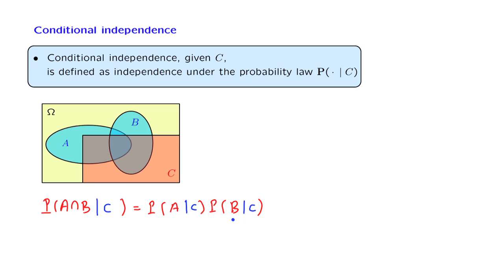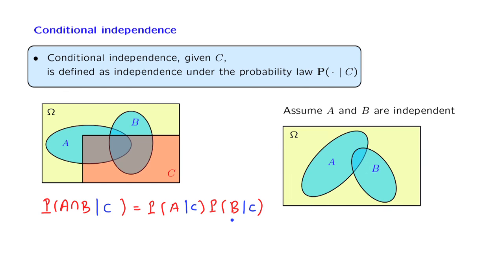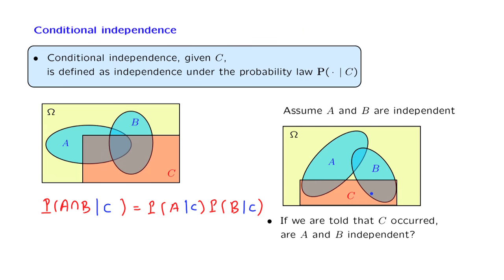We may now ask, is there a relation between independence and conditional independence? Does one imply the other? Let us look at an example. Suppose that we have two events, and these two events are independent. We then condition on another event C, and suppose that the picture is like the one shown here.